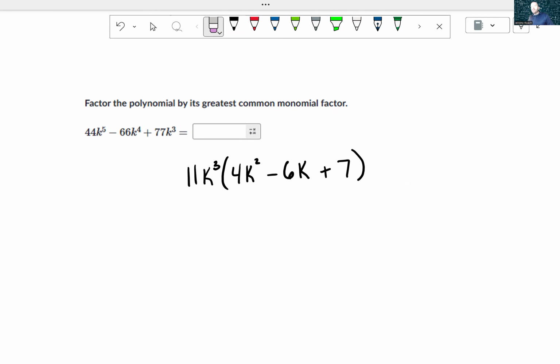So that's going to be our final answer for how we write an equivalent statement for factoring the greatest common factor with three terms. And I'm just checking the answer here. Okay. All right. So that's greatest common factor with 2 and 3 terms.